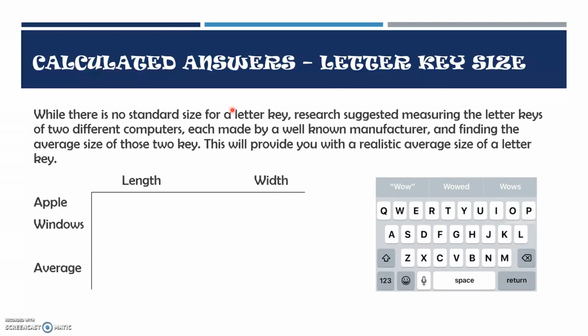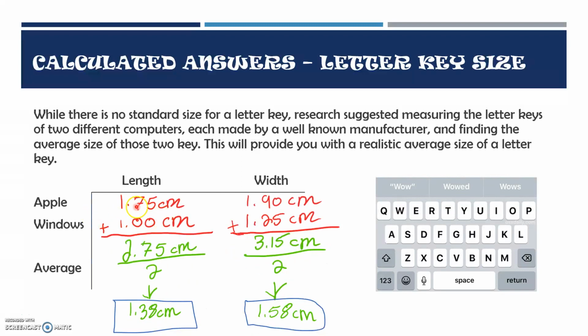So I took the length and width of a key on an Apple computer and a Windows computer and found the average. The work is shown here. The average length between a Windows and Apple computer is about 1.38 centimeters, and the width average is about 1.58 centimeters. Again, this isn't a perfect way to determine the average, but it is close enough considering Apple and Windows are two big computer manufacturers in today's world.